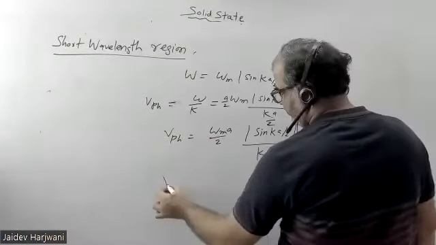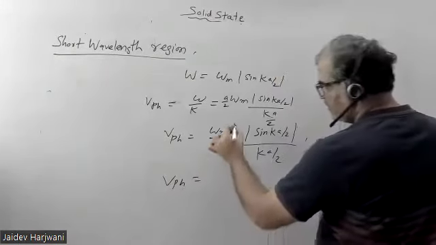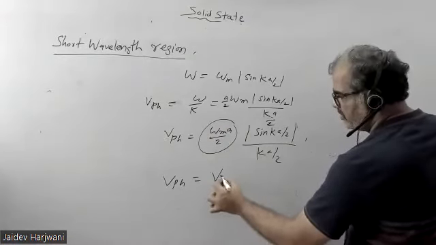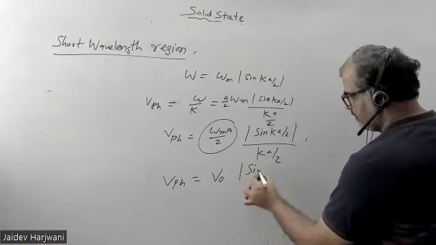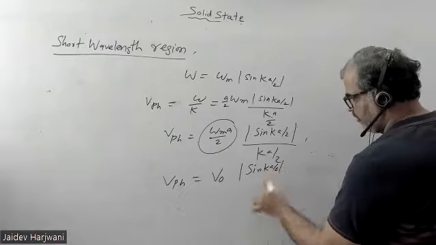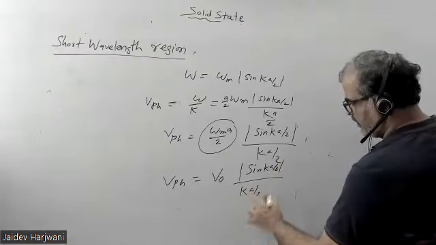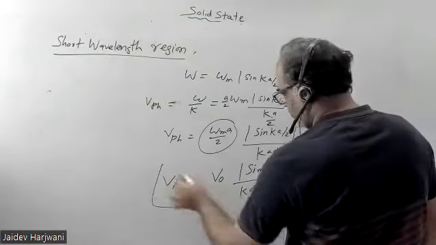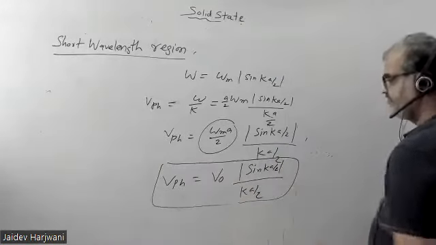k by 2 upon k a by 2, angle becomes same. And this phase velocity you can write, this is what? This is the velocity of sound, v naught. So sine k a by 2 upon k a by 2. So this is your general expression for phase velocity.